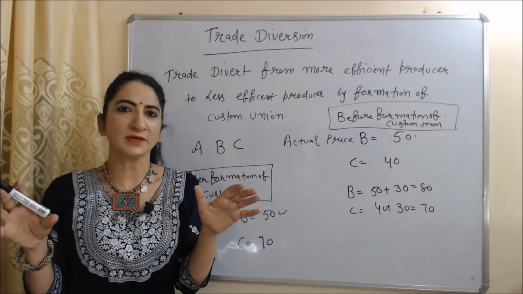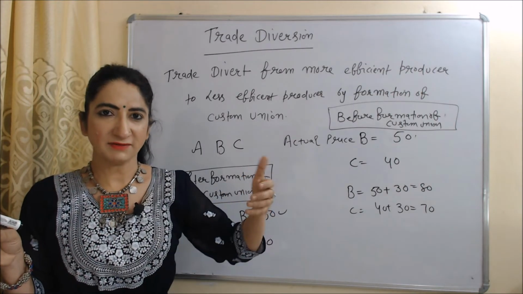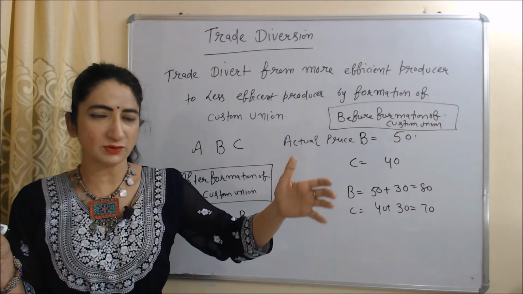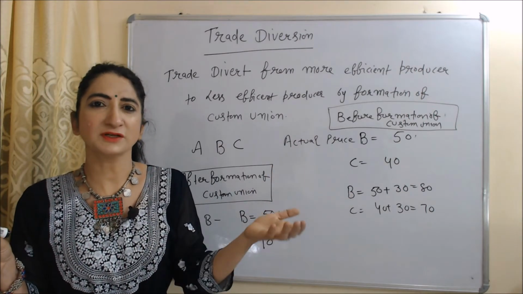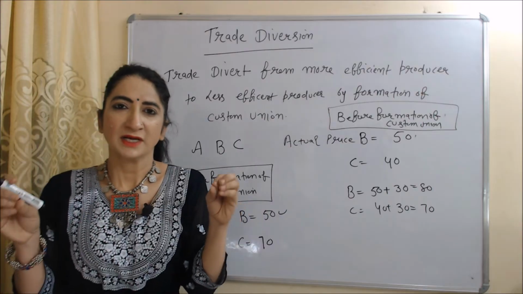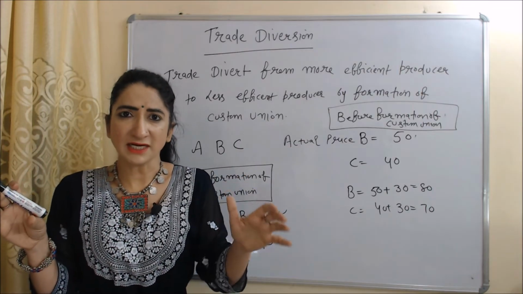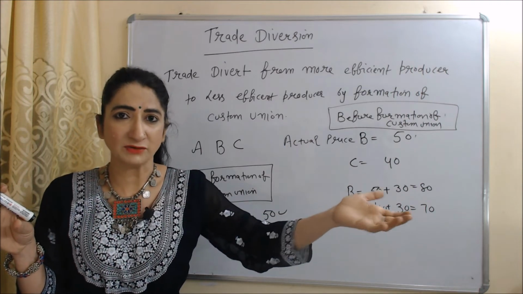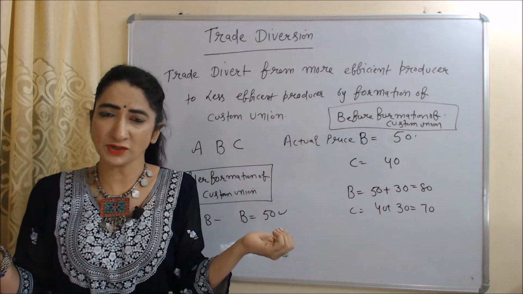Now we are going to talk about trade diversion. Trade diversion means trade diverts from a more efficient producer to a less efficient producer after formation of a customs union.